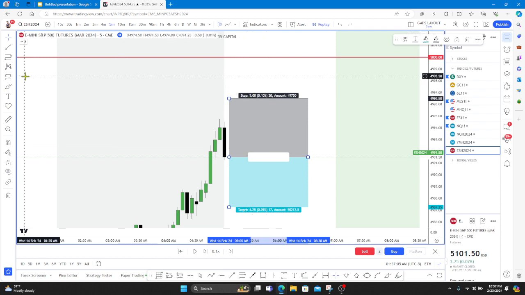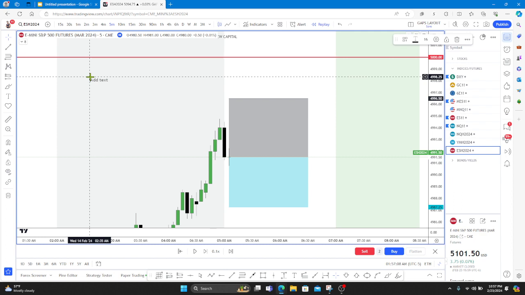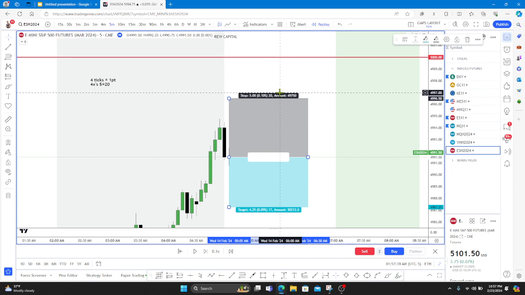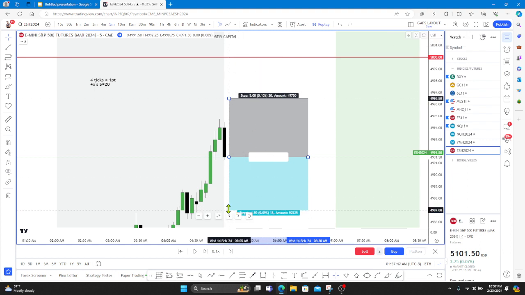Because 4 ticks equals 1 point, then we're multiplying that by 5, right? So 4 times 5 equals 20, okay? Or 5 points. That's their 5 points here. So that's what these numbers are. And the same for the bottom, right?